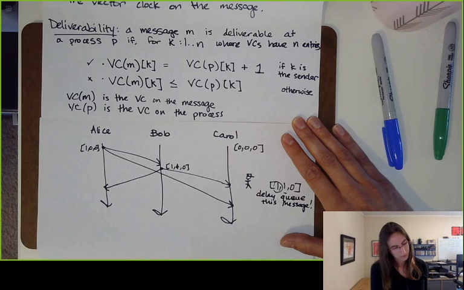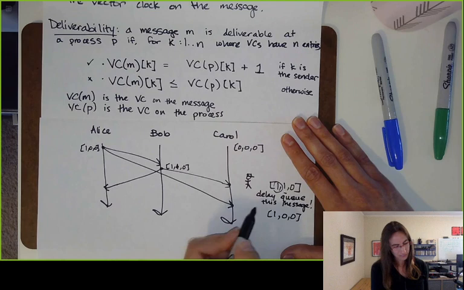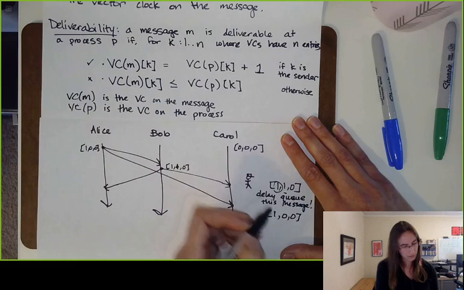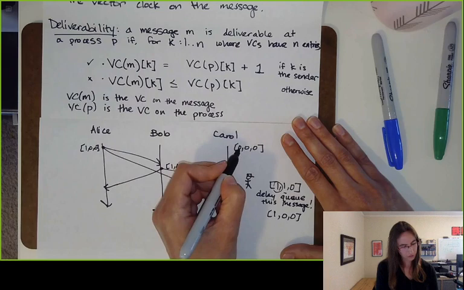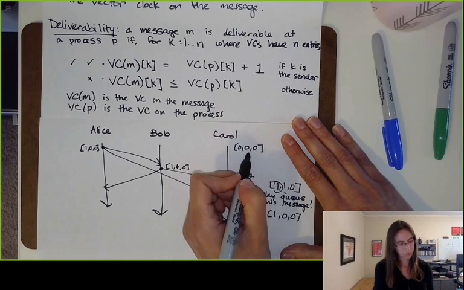A little while later, Alice's message shows up at Carol. It has a VC of 100. Carol looks at it. Does it observe this first property of deliverability? Well, the entry in the sender's position is one bigger than Carol's current entry of 000. So that checks out. And then the other property is that in every other position, it has to be less than or equal to what Carol has. And indeed it is. It's got zeros in those positions, and so does Carol. So it's good to go there. And so Carol can deliver that one.